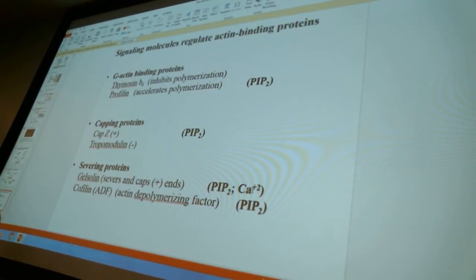So as you can understand, there's a lot of external signaling that takes place that will facilitate the functioning of all of these accessory proteins, and as a result, the whole network of actin will react to this external signaling and generate new sets of various filaments.